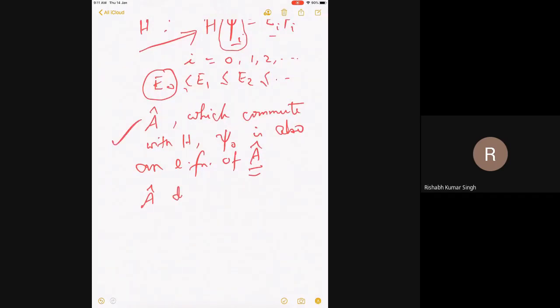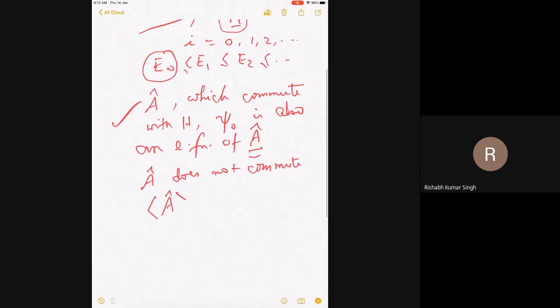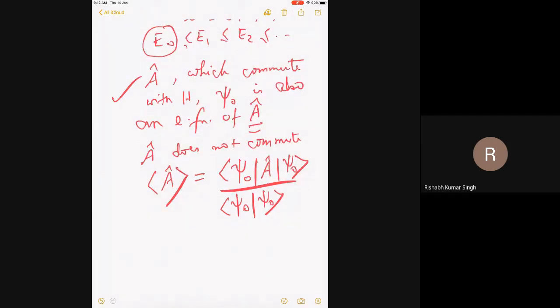If A does not commute, then of course we resort to the average value description, which for the ground state psi 0 is <psi 0|A|psi 0> divided by <psi 0|psi 0>. So that's a more general situation. Of course, if psi 0 is normalized, you don't have to write the denominator. Correct? So this becomes an average value expression when it does not commute. Either way, this average value expression is good for both cases, because if it does commute, the average value will anyway give you the eigenvalue. So we don't have to bother.